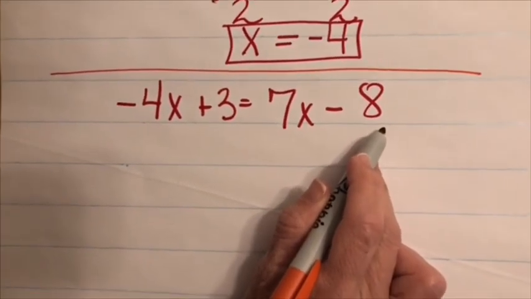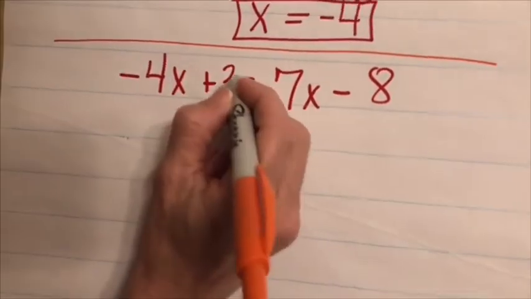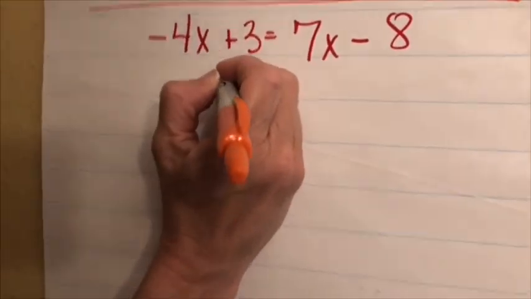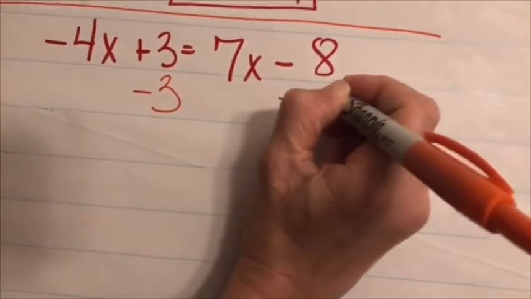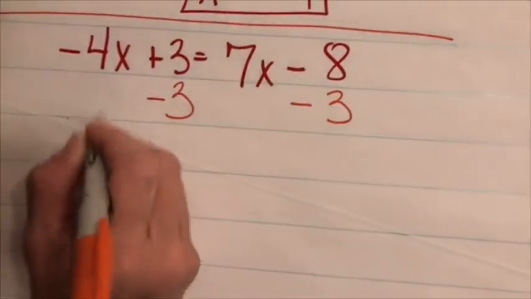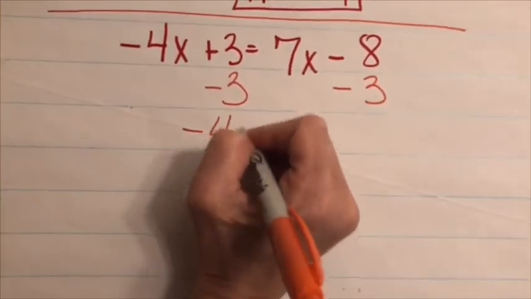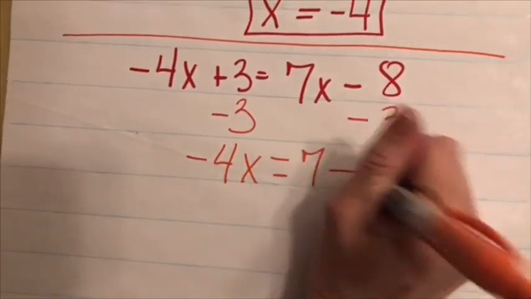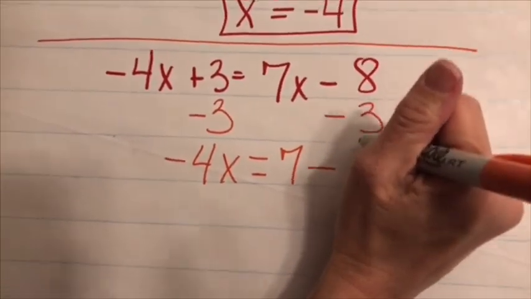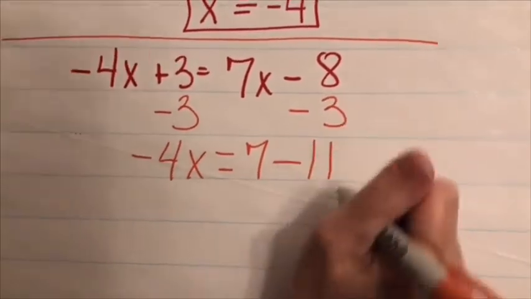This time, I feel like starting with a constant, and that's fine. So my constant is positive 3, so I have to add the opposite, which is a negative 3, to both sides. All right, so I end up on the left side with just a negative 4x equals 7x minus, you have 2 negatives, so you add, and you get a negative 11.